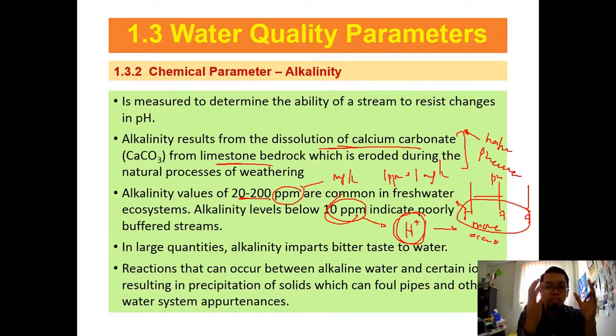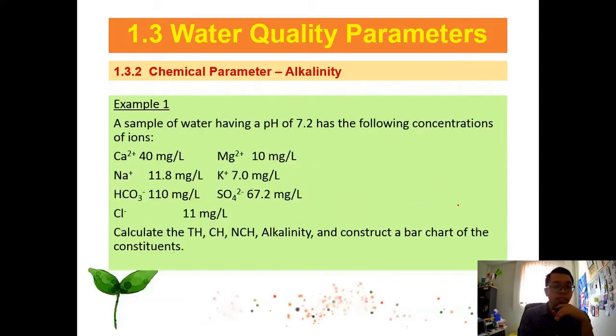So in certain pipes, if the alkalinity in the pipe is high, the other ions in the water will react with the alkalinity and result in salt or solid. The solid will block the pipe and accumulate in the pipe, blocking the flow of the water. It will also disturb the water system appliances.